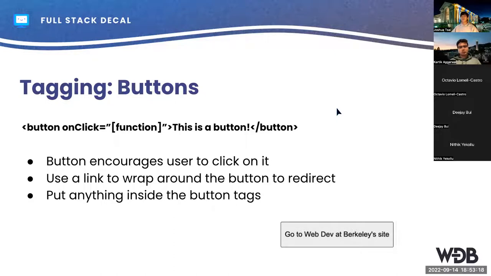And this onClick specifies a specific function that you want to happen once you click this button. We will get more into what functions are and how to write them on your own once we go through JavaScript in later lectures, but just know for now that these functions can really specify any kind of behavior that you want to happen once you click these buttons. And of course, within these tags, we have some text which can be displayed on this button.